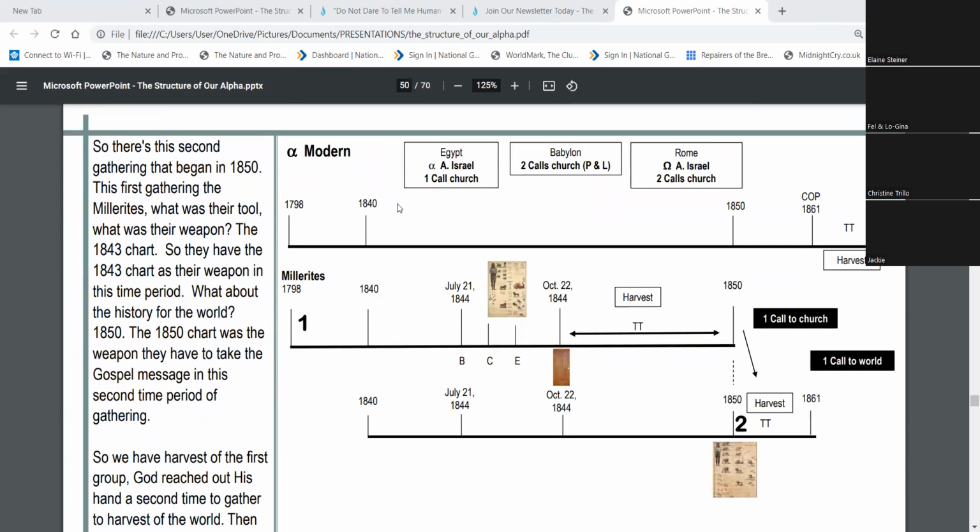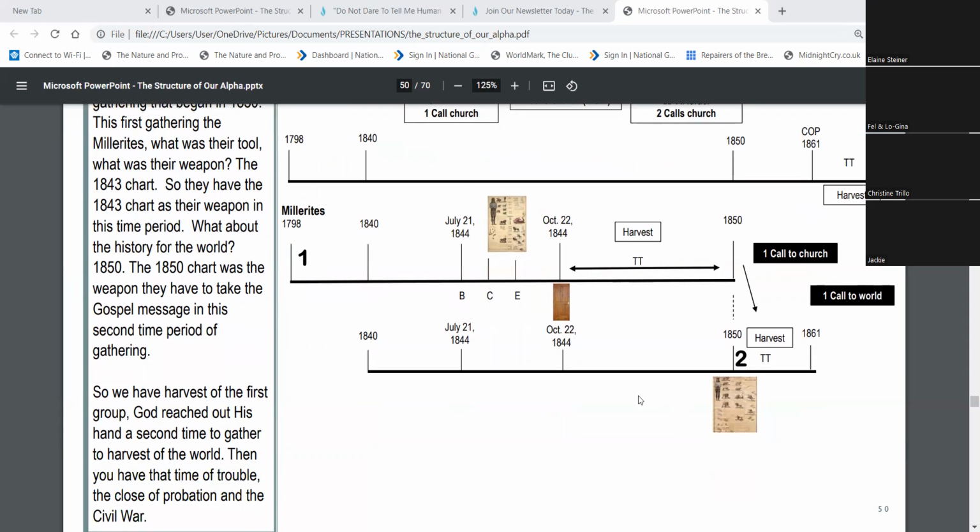So there's this second gathering that began in 1850. The first gathering, the Millerites, what was their tool? What was their weapon? The 1843 chart. So they have the 1843 chart as their weapon in this time period. What about the history of the world, 1850? They have the 1850 chart. That was the weapon that they have to take the gospel, the message in the second period of gathering.